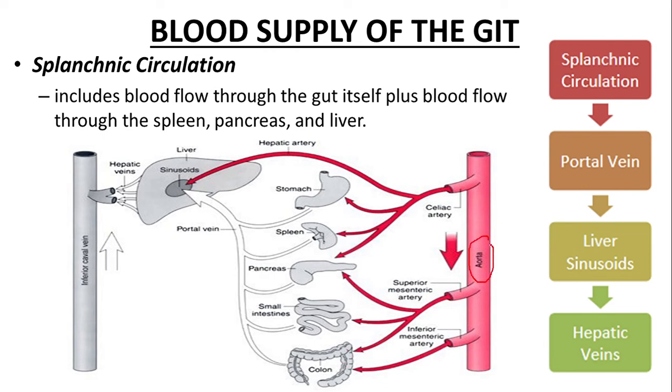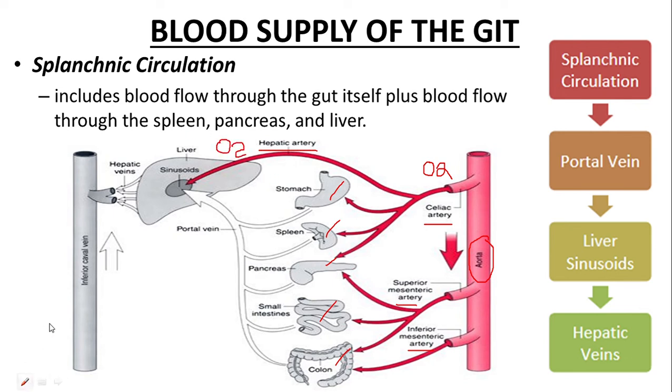So this is your aorta giving off oxygenated blood by way of your celiac artery, superior and inferior mesenteric artery to your stomach, spleen, pancreas, small intestines, and colon. So you also have your hepatic artery giving off oxygenated blood to your liver.